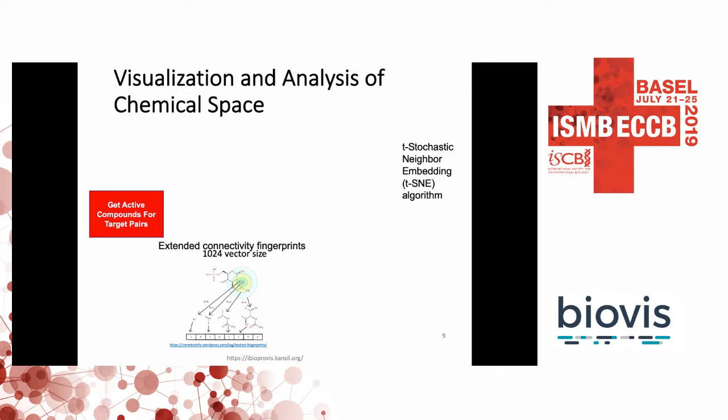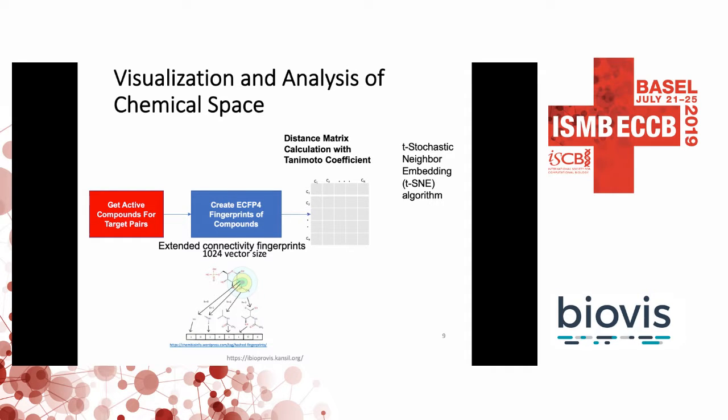We use this data set to do our visualization. So we get active compound pairs, and the vectors of the compounds are generated with ECFP4 fingerprints, with a vector size of 1024. And then we generated the distance matrix with the Tanimoto coefficient, and then we applied the TSNE algorithm, and then we have these kinds of projections.